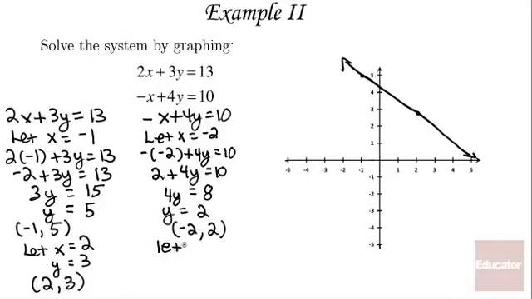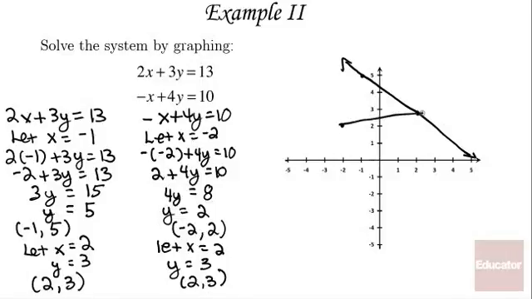Next, I'm going to let x equal 2. I will insert 2 into the equation and solve to find that y equals 3. Okay, so again, I have 2 points for this other line, for the second line. I have -2, 2, and 2, 3. So graphing out the second line, x is -2 when y is 2, and x is 2 when y is 3.